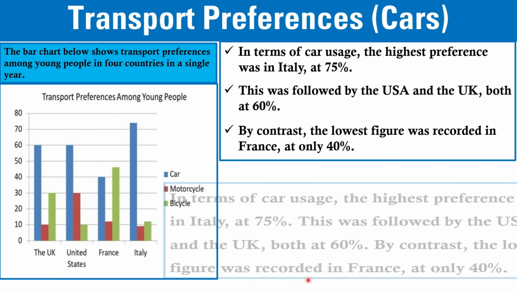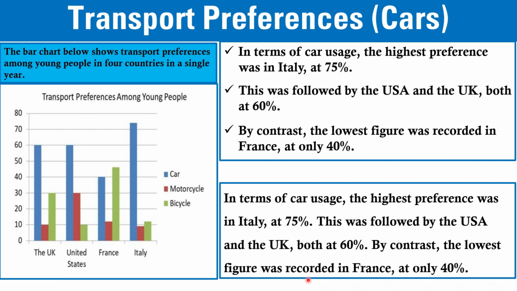And here is how it looks when we put it all together in a short paragraph. Notice how it flows smoothly, with clear connectors like this was followed by and by contrast. This is a very typical body paragraph style in IELTS writing task 1.